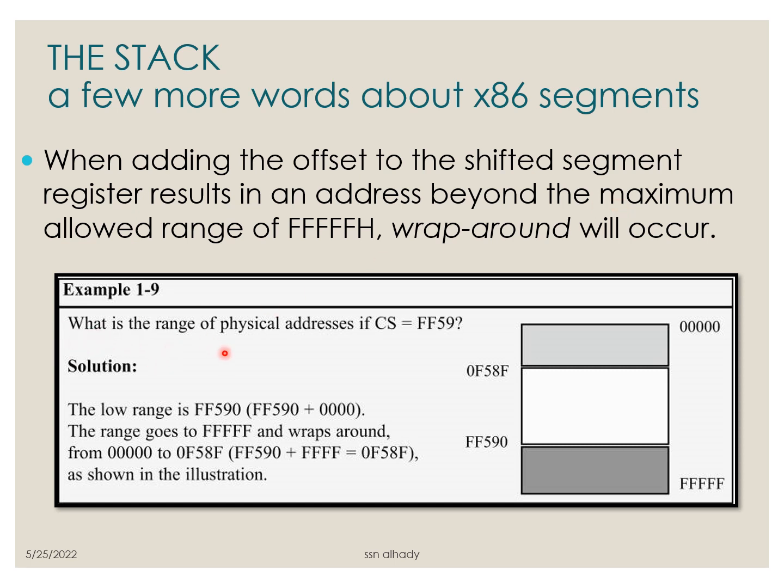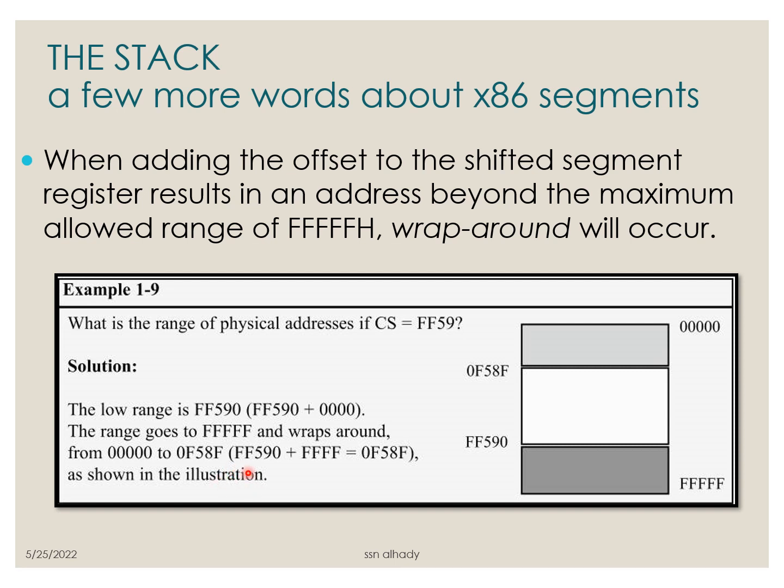Okay, what is the range of physical address if the code segment register value is FF59? So the low range can be FF590, if you add all zero. And then, sorry, the range can go up to FFFFF and wrap around from 0 to 0F58F.